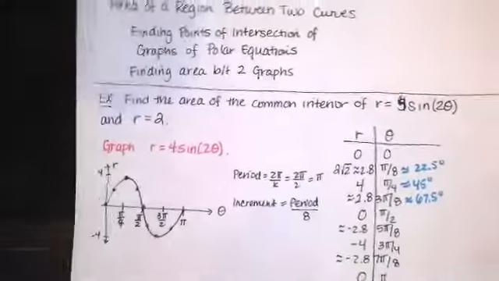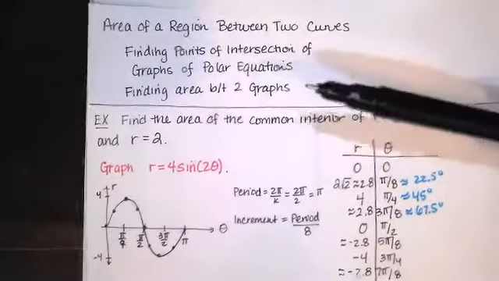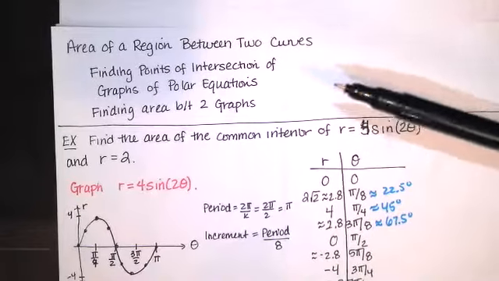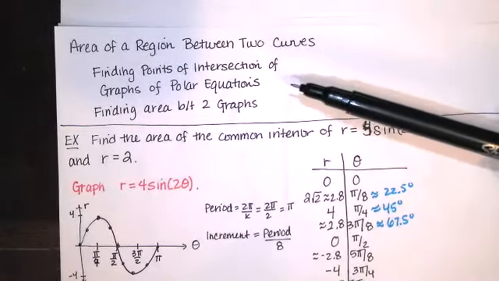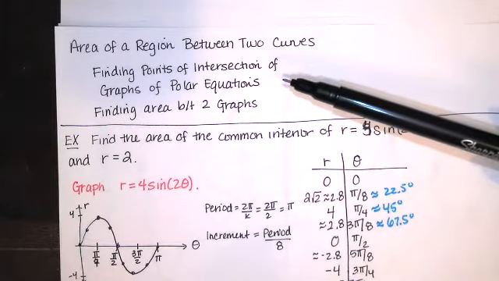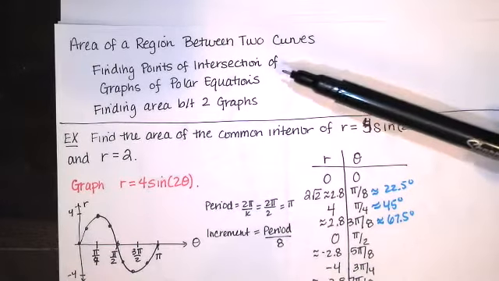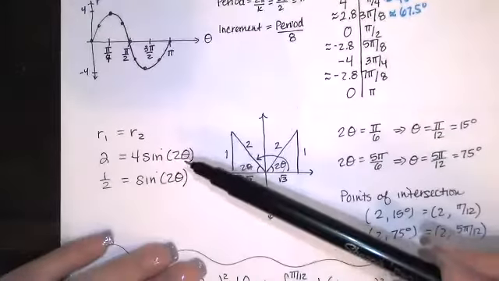Okay, so somebody asks you to find the area of a region between two curves. You have to graph the curves. And one of the things that you'll need to do is find the points of intersection of those graphs. Now, one way that you can find the points of intersection, or at least some of the points of intersection, is by doing this.